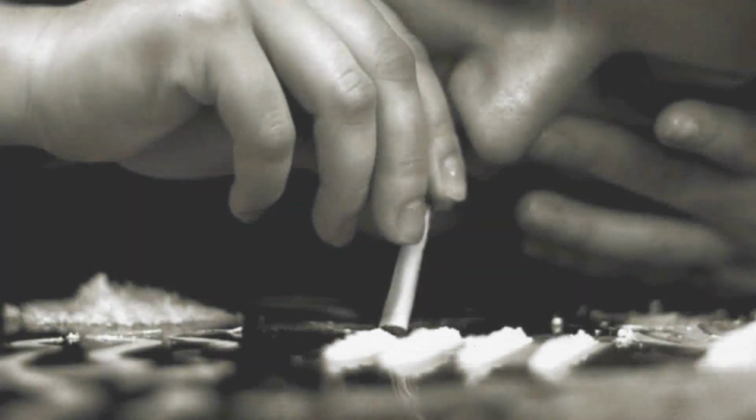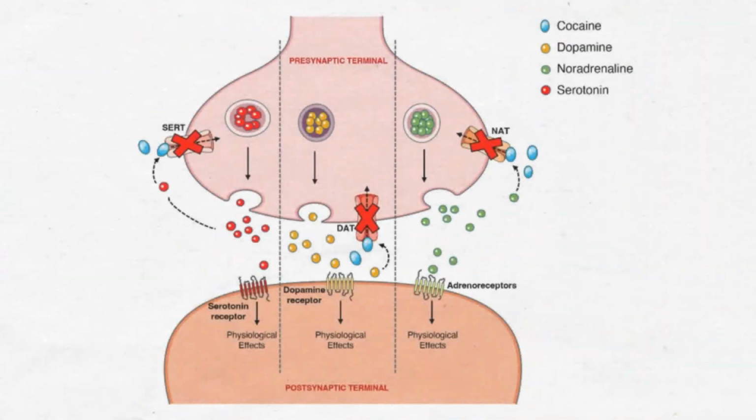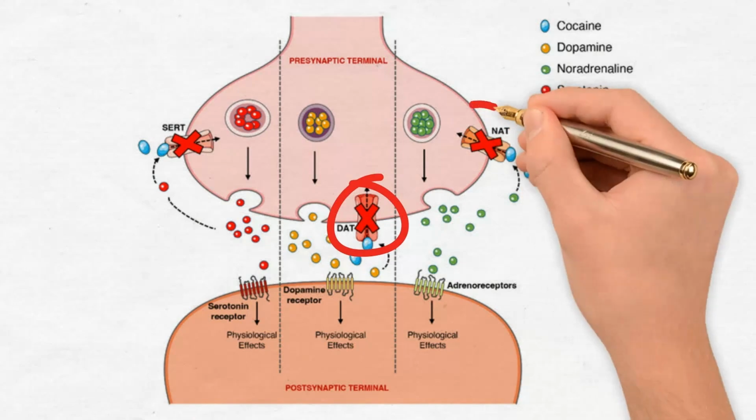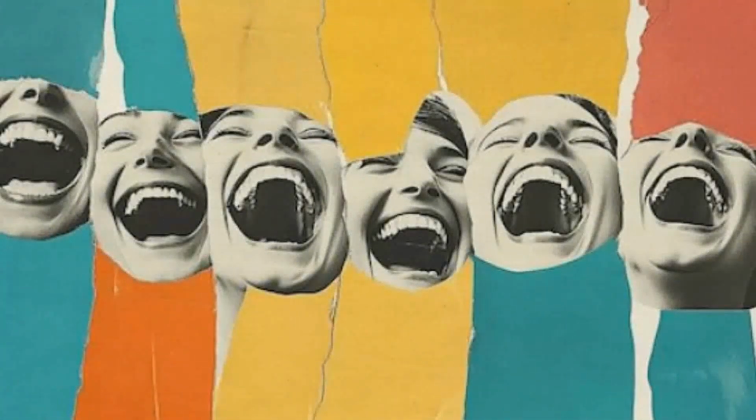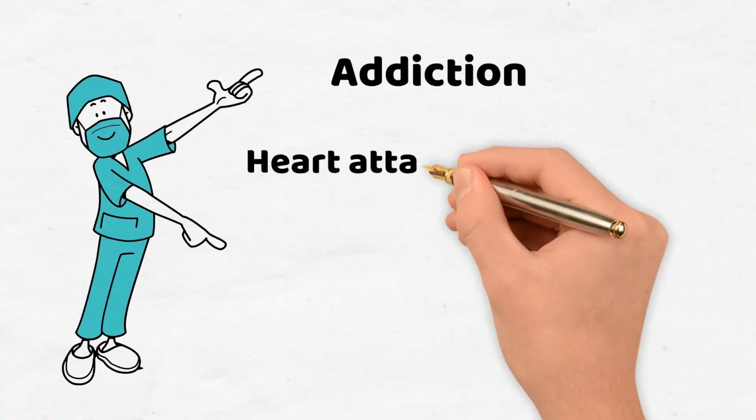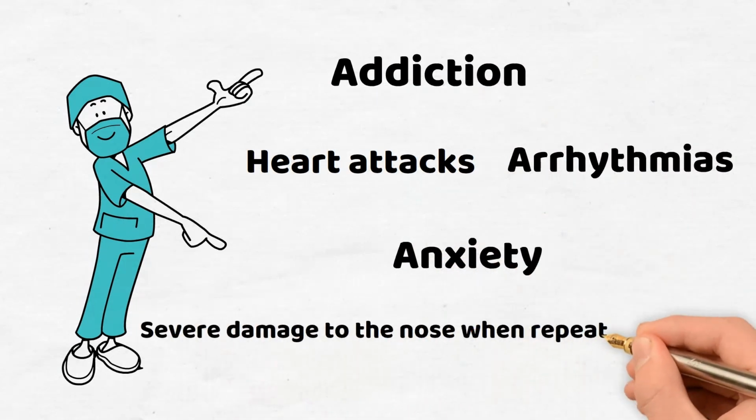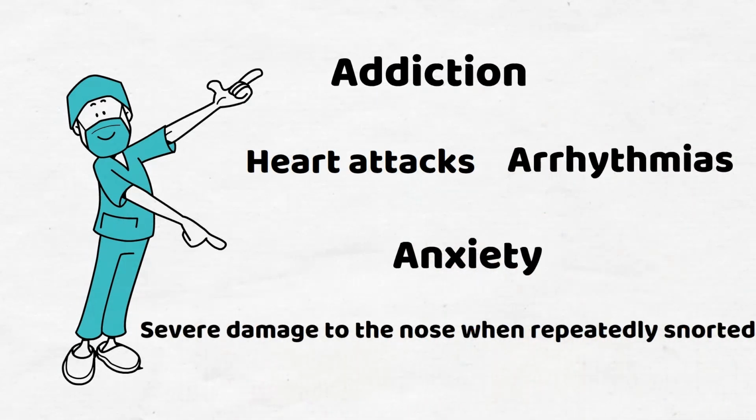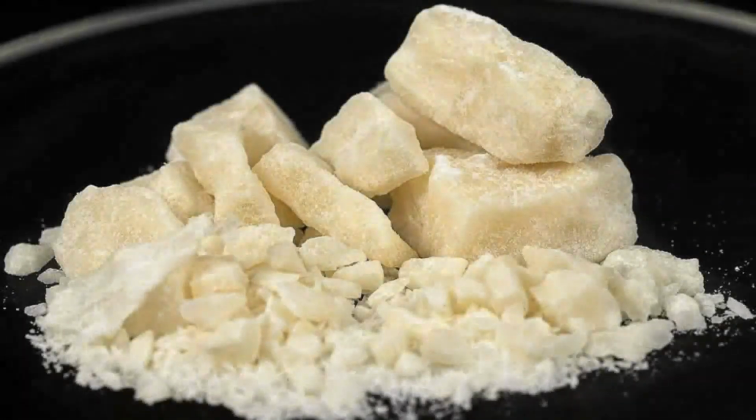Cocaine is usually snorted, injected, smoked as crack, or rubbed on the gums. It works by blocking the reuptake of dopamine, norepinephrine, and serotonin, leading to intense stimulation and euphoria. However, cocaine carries serious adverse effects including addiction, heart attacks, arrhythmias, anxiety, and severe damage to the nose when repeatedly snorted. Crack cocaine. Crack cocaine is the smokable form of cocaine.